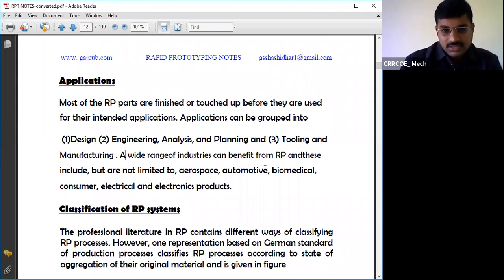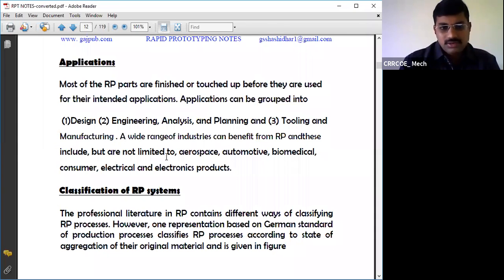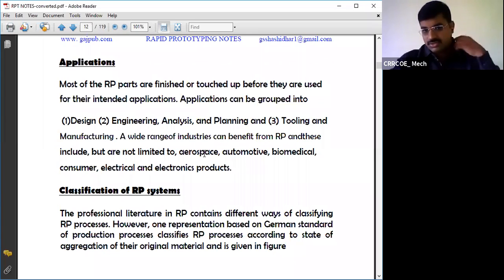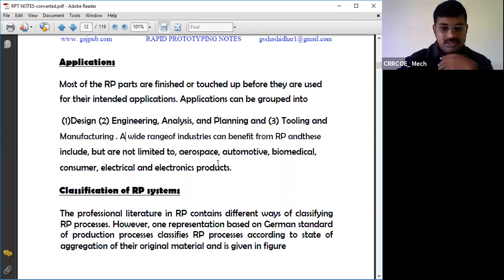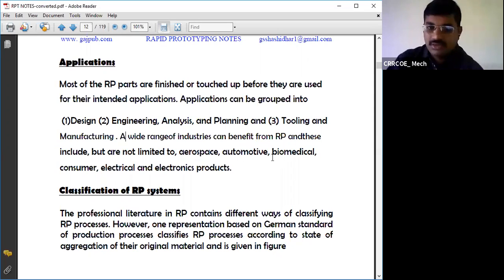A wide range of industries can benefit from rapid prototyping. This includes, but is not limited to, the following. First, it was started with some basic applications. Then later on, they implemented it for commercial applications: aerospace, biomedical, consumer.